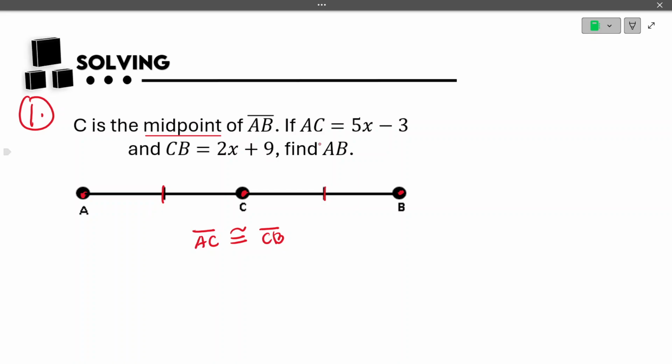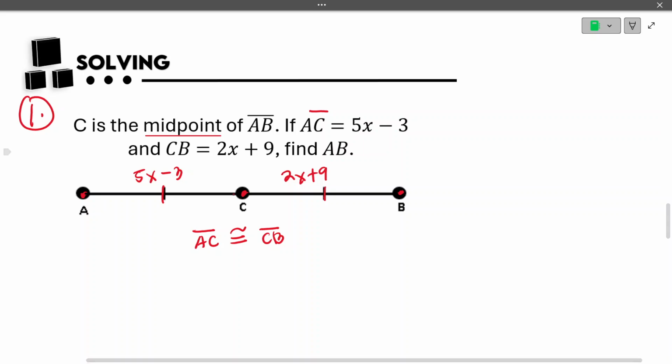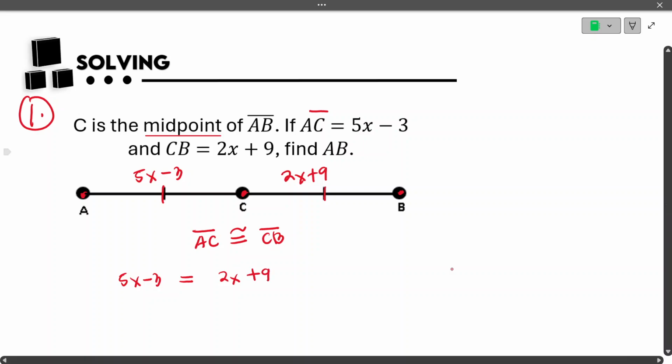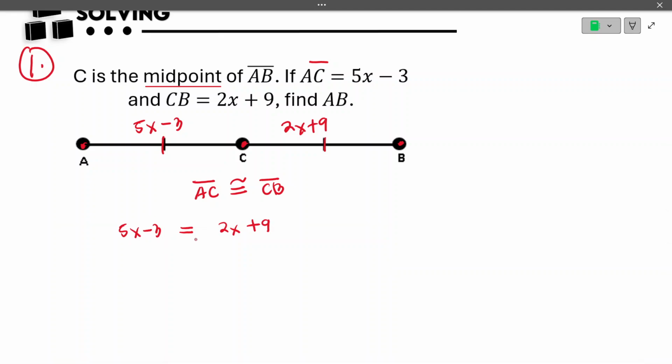Now, in the given, we have line segment AC as 5x minus 3, and the line segment CB is 2x plus 9. From here, we can say already that these two expressions are equal to each other. So we can rewrite this as 5x minus 3 equals 2x plus 9. I believe you already know how to continue after having this equation.